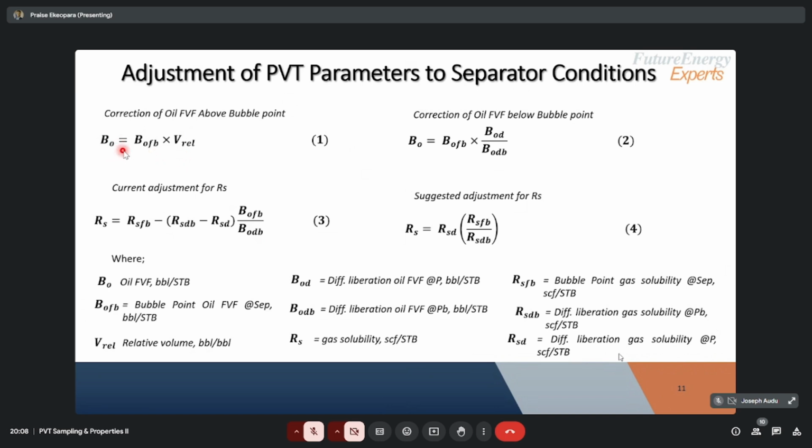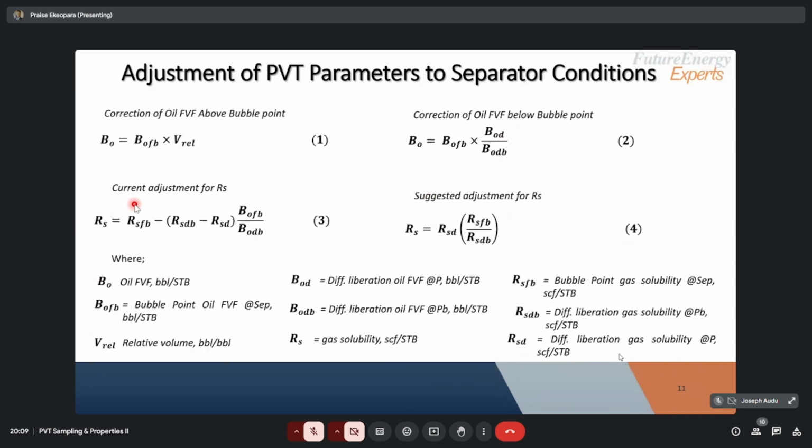you will obtain your corrected BO. Then for correction of oil formation volume factor, still the same BO, below your bubble point, you are now making use of multiplying this one by the individual BO values you have gotten from your differential liberation. You now divide it by the differential liberation bubble point BO value. So this is how you do it for below.